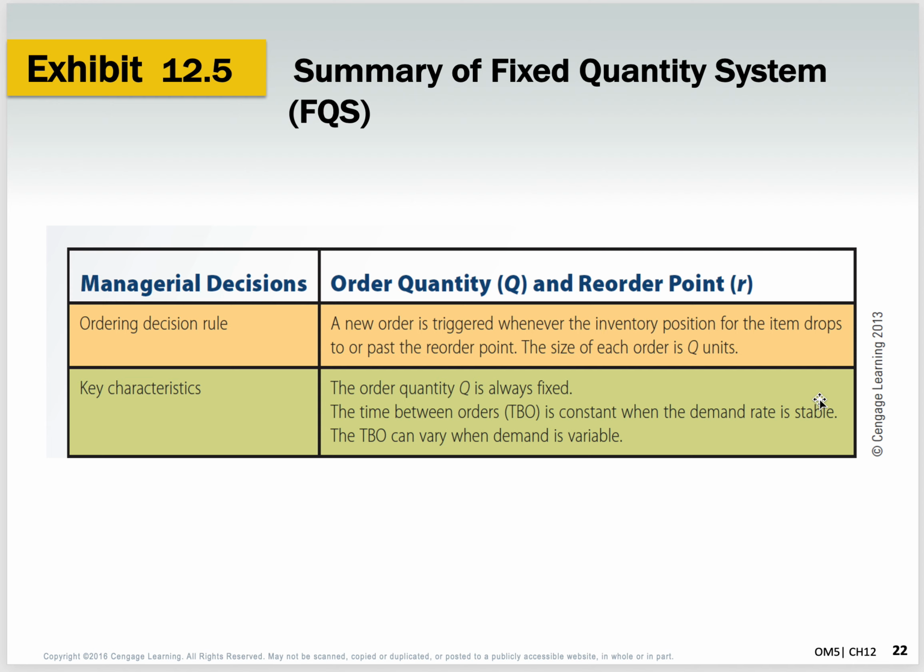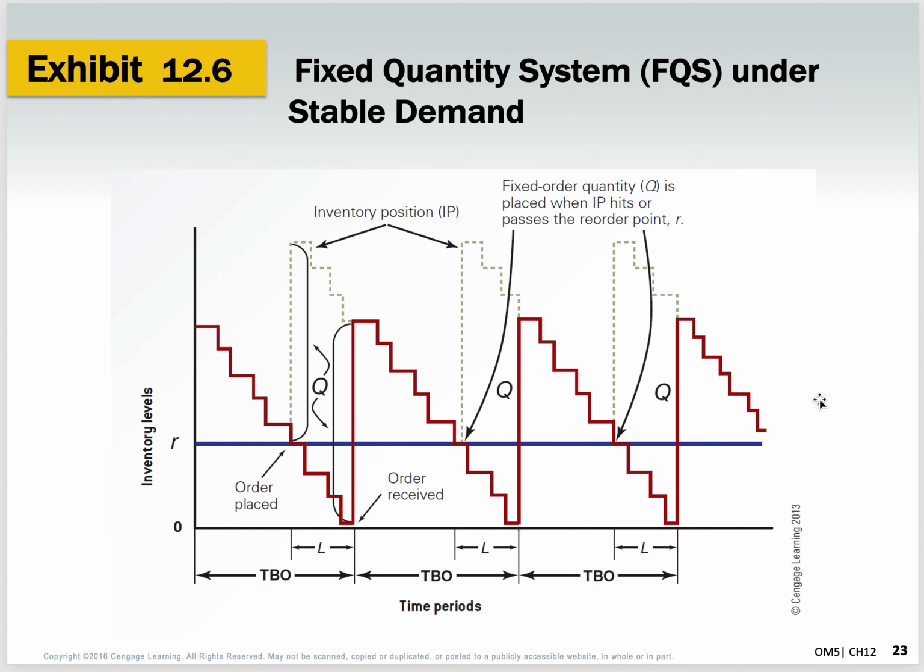So, summary of a fixed system, a quantity system. What's your ordering decision rule? When do I trigger a new order? And I order the same amount every time. So every time I go, I buy 12 rolls of toilet paper. I get down to 2, I got to buy some more. And then I go out and buy 12 more. And every time I buy it, I buy 12. So that's a fixed order quantity system under stable demand.